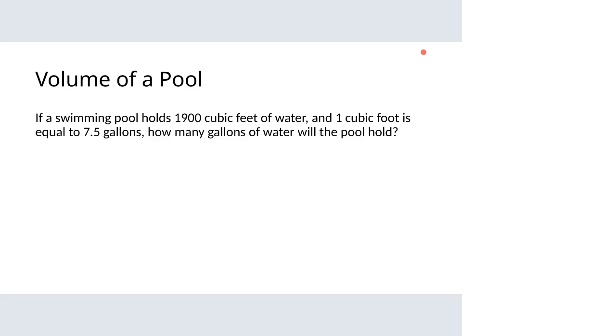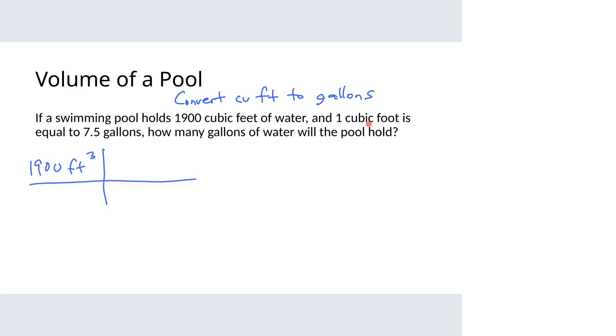Great, great. So the dimensional analysis, because essentially what I'm doing here is I am going to convert cubic feet to gallons. And I have a unit fraction right here. 1 cubic foot is 7.5 gallons. So we can use dimensional analysis on this. Outstanding. So I start with what I have, which is 1,900 cubic feet. And what I know is that 1 cubic foot is the same as 7.5 gallons.